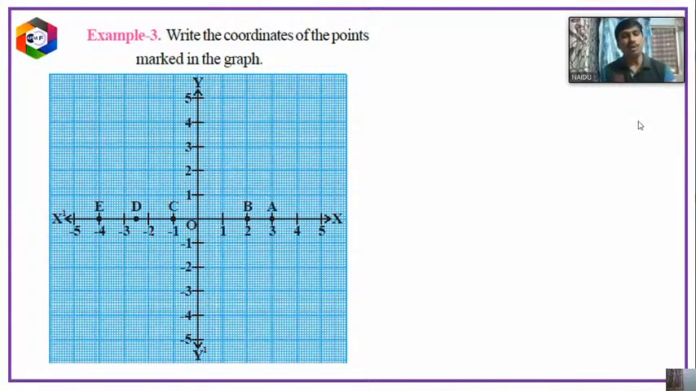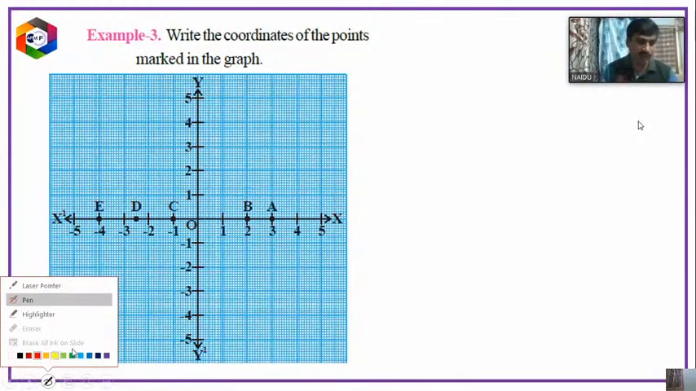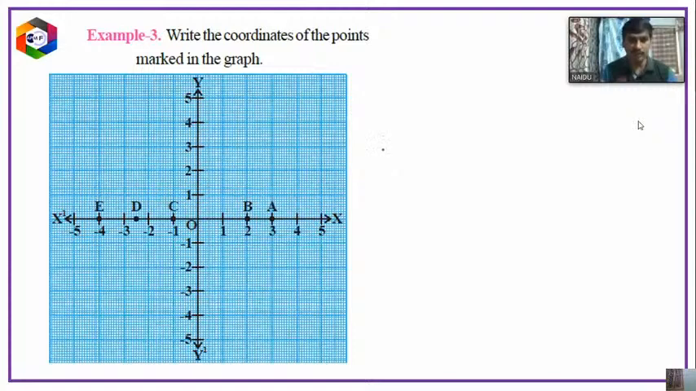So if you observe the graph, there are 5 points. Once again, I am going to write the 5 points here. What are the 5 points here? A is marked, and B, C, D, and E. Now it is asked to write the coordinates.